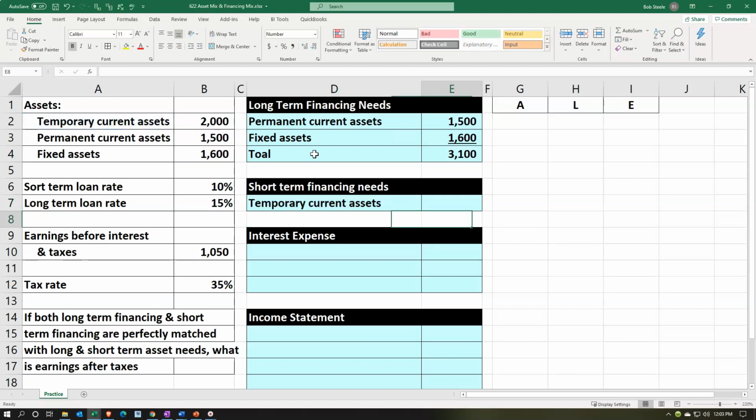Then the short-term financing needs just represent the current assets that are temporary, that temporary spike in current assets, the receivables that we expect to be going back down, or the inventory that we expect to be going back down once we get back to normal times. So these are things that we don't expect to be at constant levels.